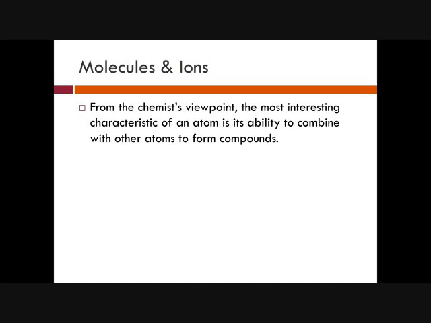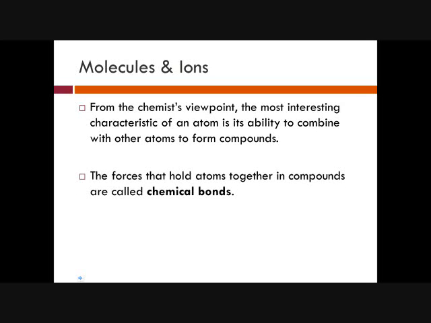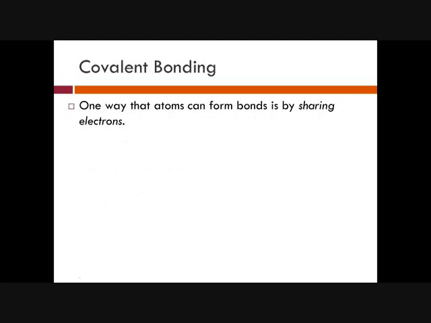1.3, from the chemist's viewpoint, the most interesting characteristic of an atom is its ability to combine with other atoms to form compounds. The forces that hold these atoms together are called chemical bonds. We should know this already, right? Awesome. So one type of bonding is covalent bonding, and that is by the electrons being shared.